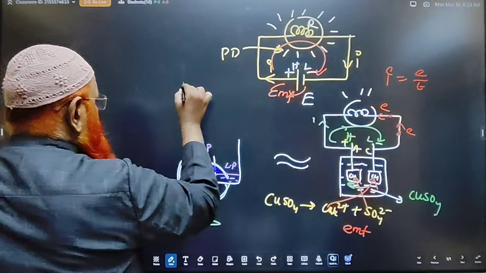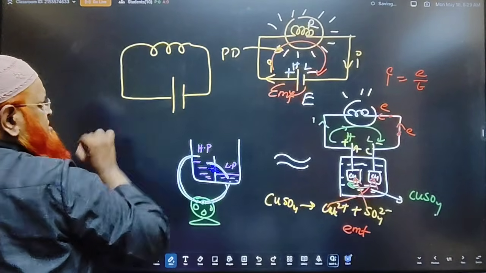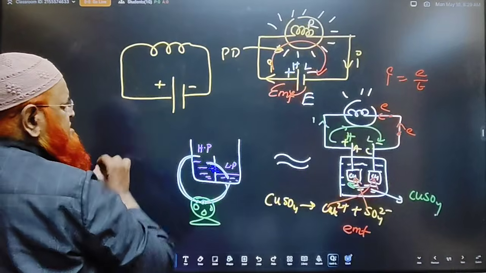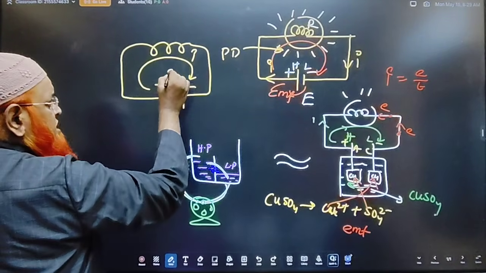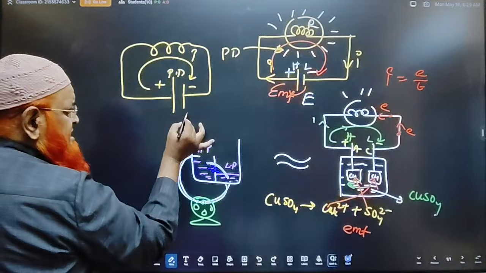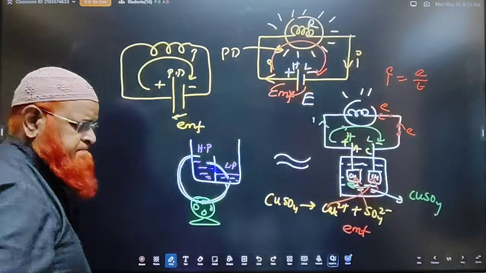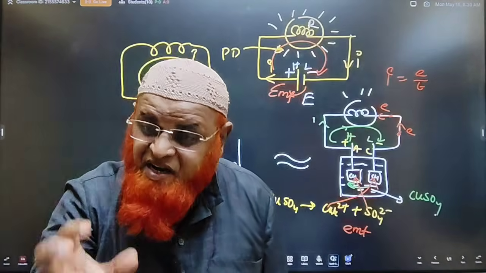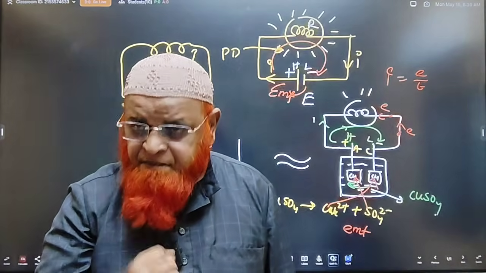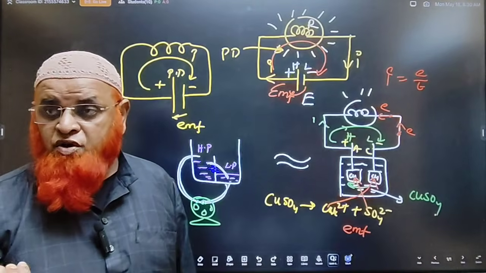Hope you're understanding. So if I take a battery and this is a bulb here having resistance R, this is positive, this is negative, and current flows from higher to lower, this is called potential difference. And inside the battery, current flows from lower to higher, that is called electromotive force. The name itself says that electrons get motivated and gain some force to move from lower to higher potential. That is called electromotive force.